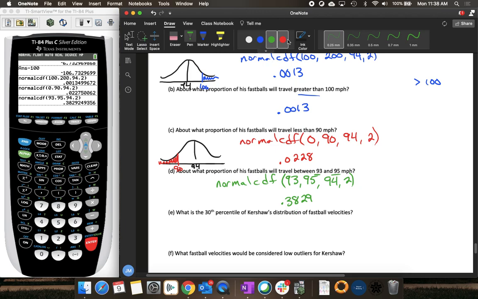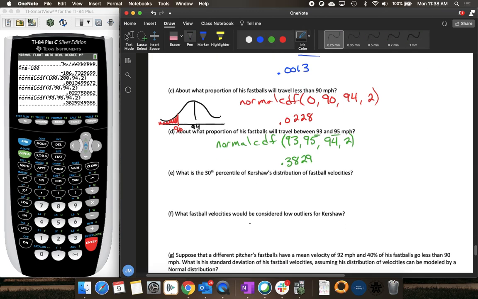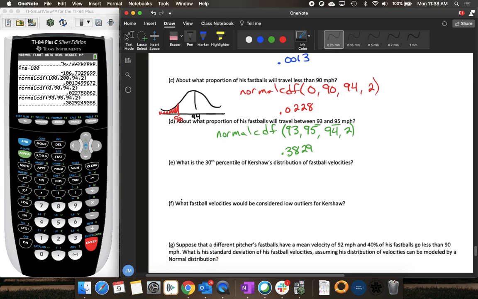All right, for E, here's where we're going to have to switch gears a little bit. What is the 30th percentile of Kershaw's distribution of fastball velocities? We don't know exactly what that value is, so I'm going to call that X. But we do know that the area to the left of X, which is our percentile, is 0.30. Because we already know the area, it wouldn't make sense to use normal CDF. Instead, we're going to use inverse norm to figure out what that value for X is.